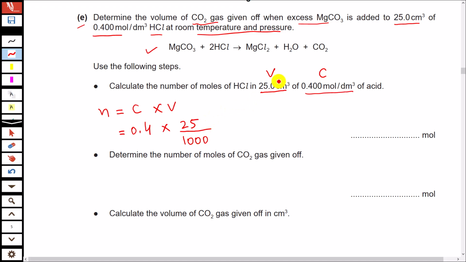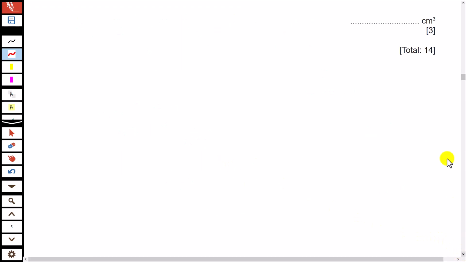Why are we converting this to dm³? Because we have to cancel the units dm³ with dm³, so we will be left with mole. Use your calculator to solve this and you will get 0.01 mole. Now determine the moles of carbon dioxide. For this, look at the equation. The mole ratio for HCl to carbon dioxide is 2:1. It means the moles of carbon dioxide would be half of the moles of HCl. So divide 0.01 by 2 and it will be 0.005 mole. These are the moles for carbon dioxide.